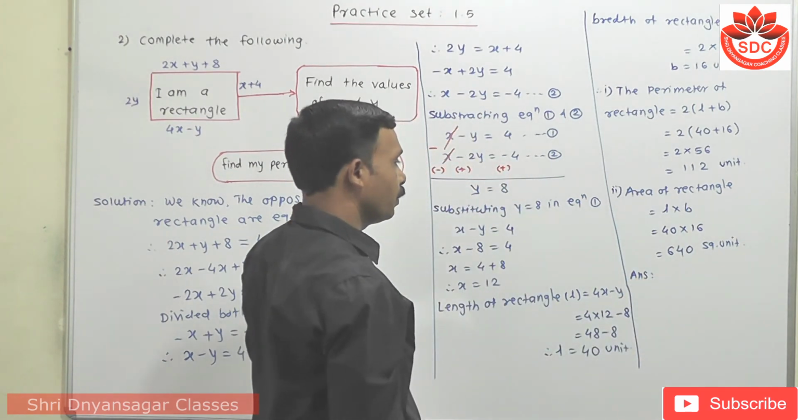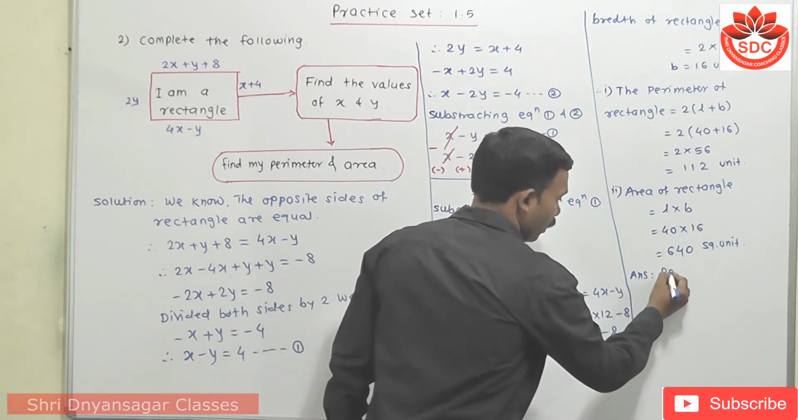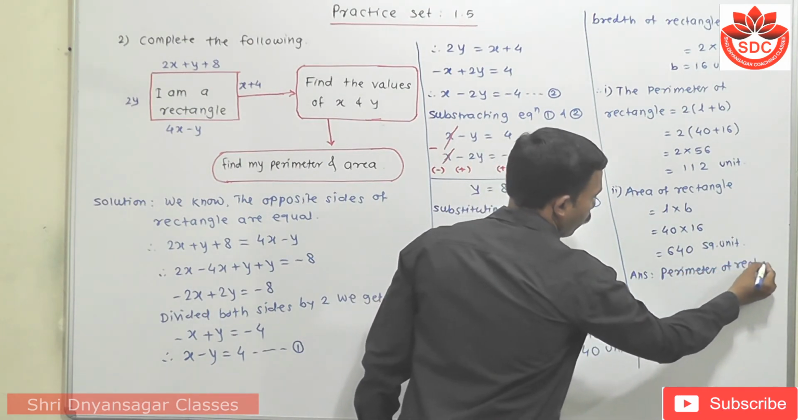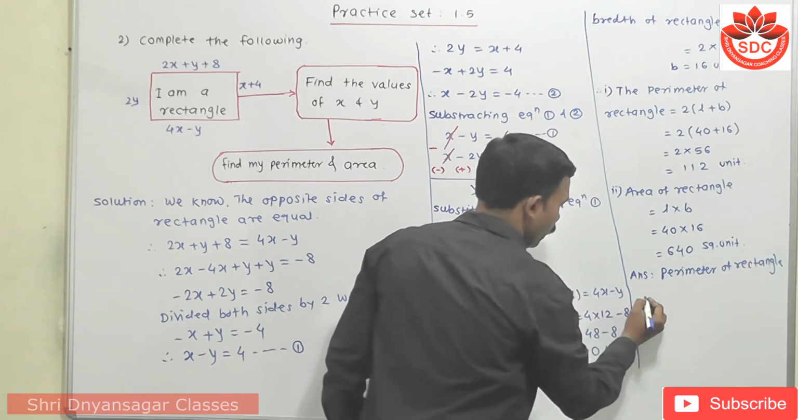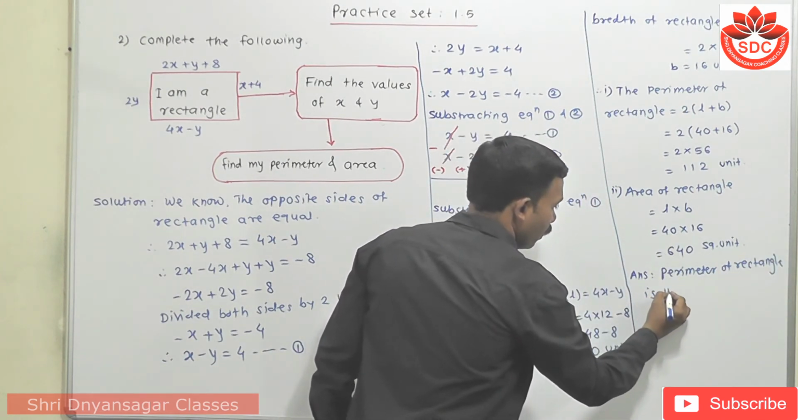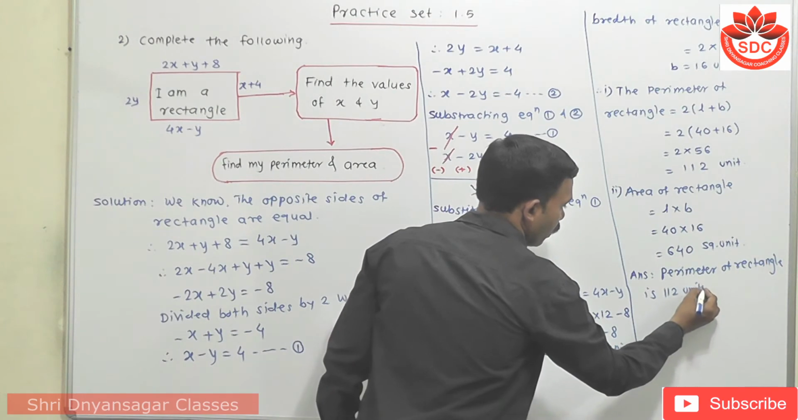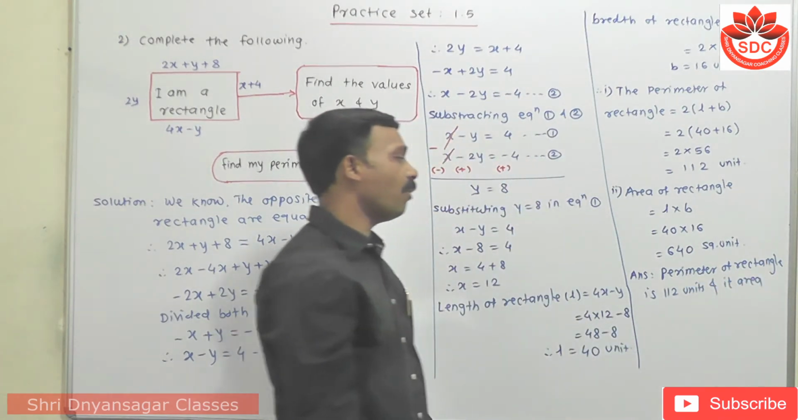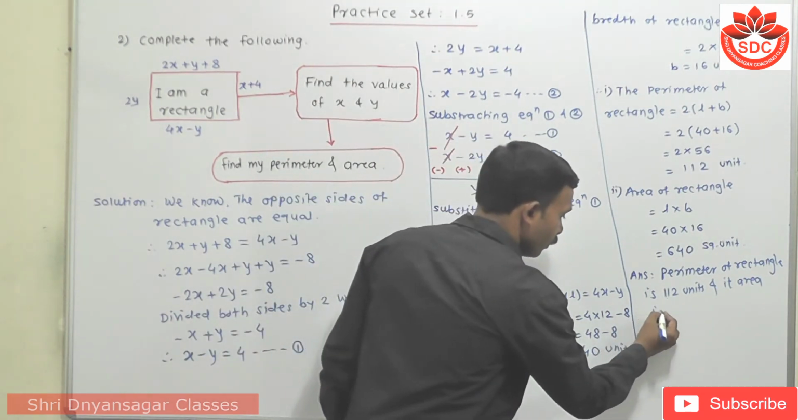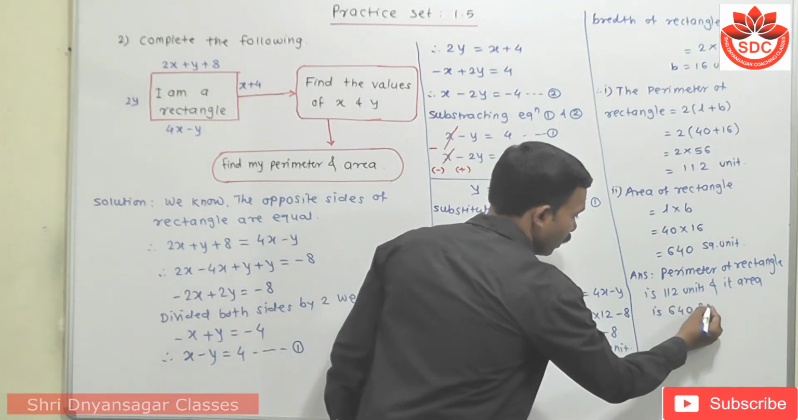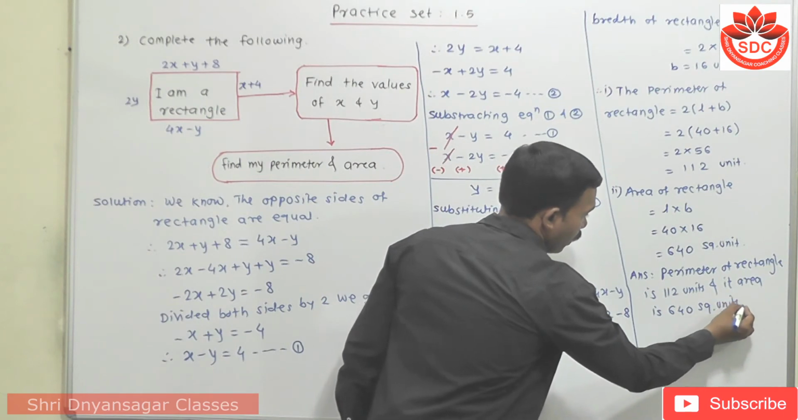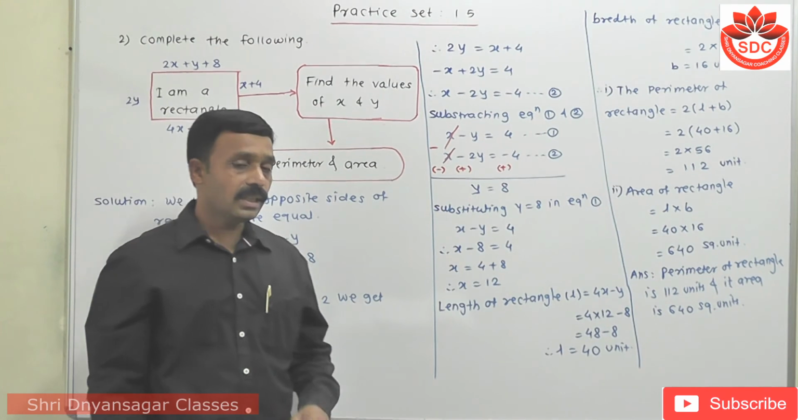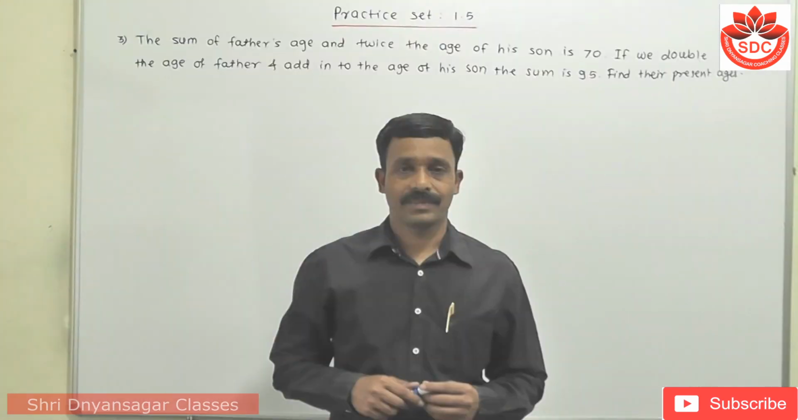First, we have to find out its perimeter. Therefore, perimeter of rectangle is 112 units and its area, means area of rectangle, is 640 square units. This is the answer of the question number 2. Can you understand this? Okay, thank you.